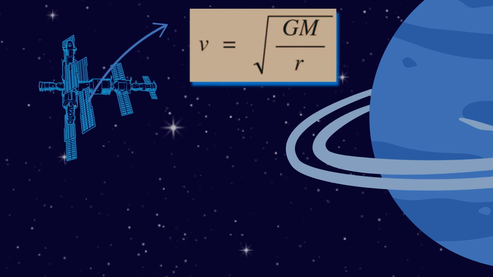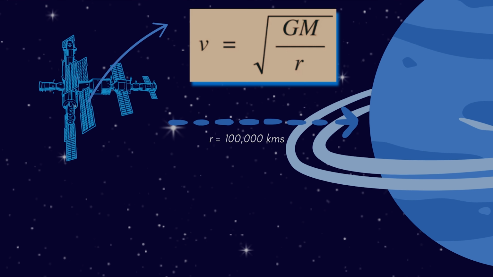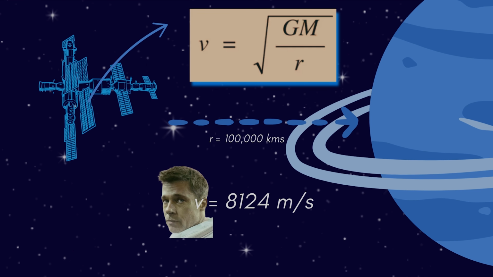We know the gravitational constant and the mass of Neptune. All we need to know is the distance of Lima from the center of Neptune. Let's just take a well-rounded random number, say 100,000 kilometers. Okay, let's plug in all the values into this formula, and the orbital speed comes out to be 8,124 meters per second. That is also the speed of Brad Pitt.